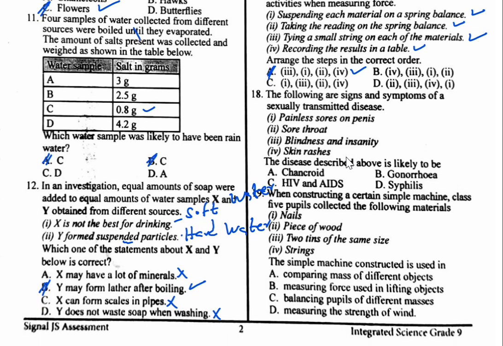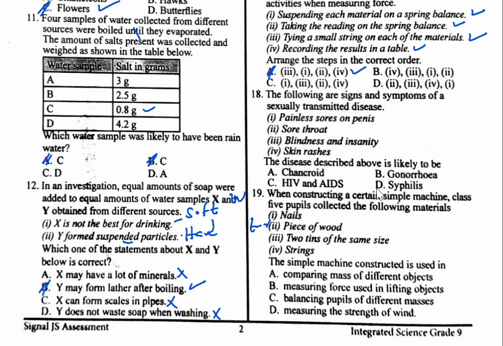We continue to question number 18. Here we have a question which says, the following are signs and symptoms of sexually transmitted diseases. A. Painless sores on penis. B. Sore throat. Roman 3. Blindness and insanity. Roman 4. Skin rashes. The disease described above is likely to be A. Chancroid. B. Gonorrhea. C. HIV and AIDS. D. Syphilis. This is grade 8 work.